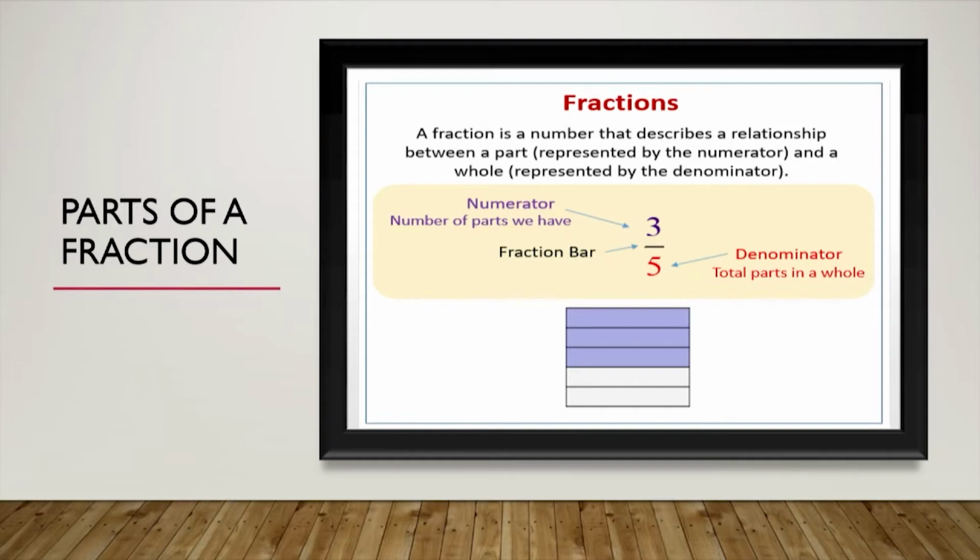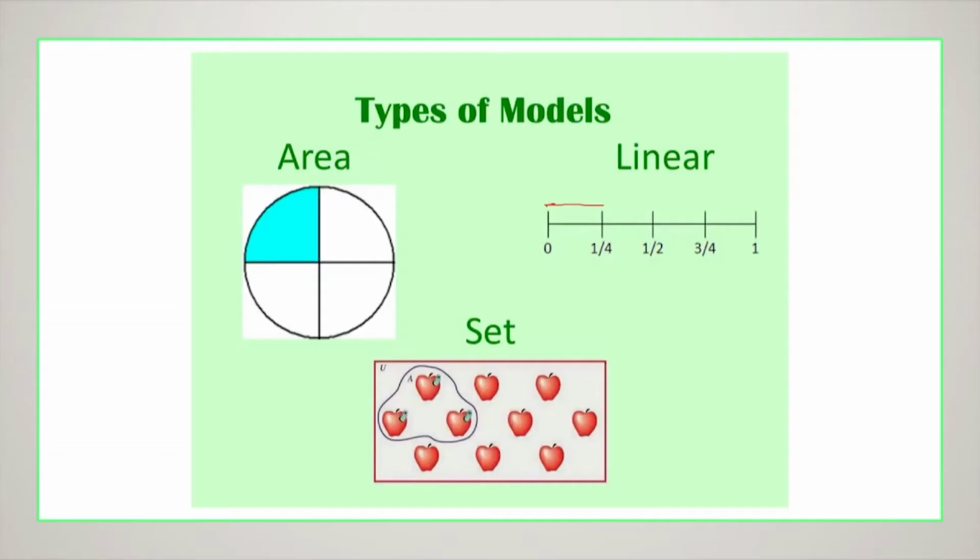Below that, you see an illustration, or what we call a pictorial representation. It's an area model of what a fraction is. So 3 out of 5 parts have been highlighted or shaded in this particular representation.